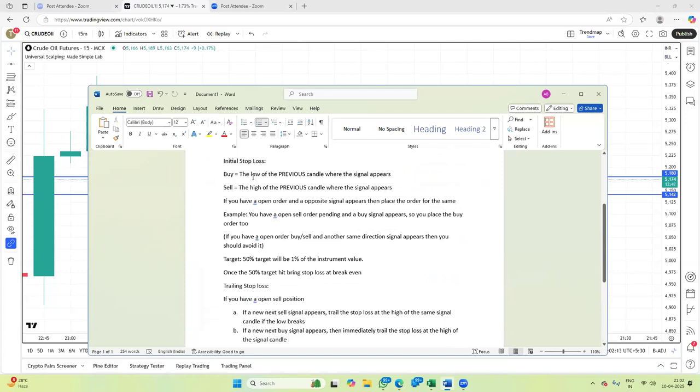Initial stop loss for a buy is the low of the previous candle. That's what it is. It is the same here: where the signal appears, on the candle where the signal comes, the stop loss is at the previous candle. Right, this is the point.